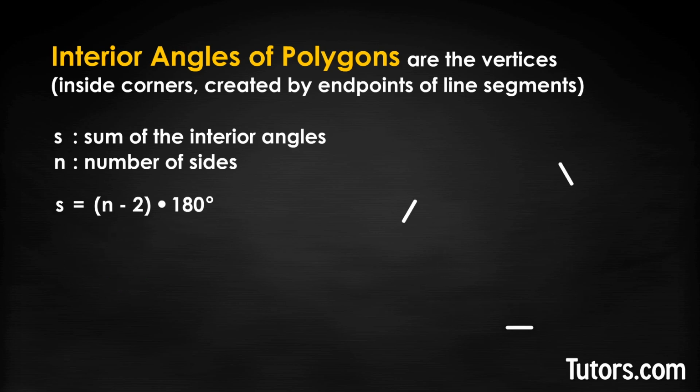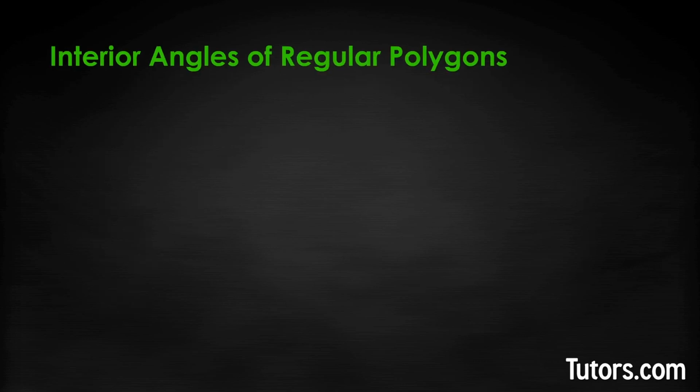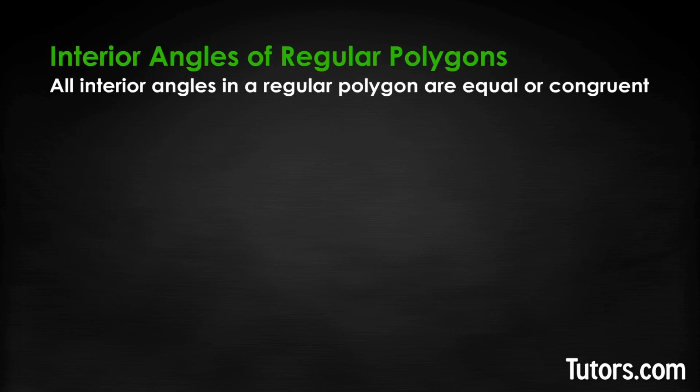Now try it on a nonagon, a 9-sided polygon. S equals (9 minus 2) times 180 degrees. So, S equals 7 times 180, which is 1,260 degrees. This formula works for both regular and irregular polygons. What about the interior angles of regular polygons? All interior angles in a regular polygon are equal, or congruent.